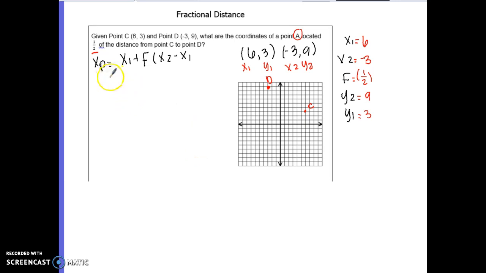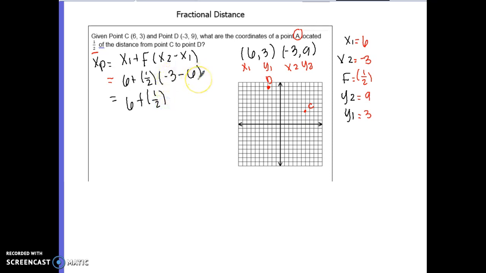So let's go ahead and replace our values. There's the parentheses right there. So we say x1 was 6 plus our fraction. That's supposed to be a plus. So plus our fraction, which was 1/2. Then x2, which was -3, minus x1, which was 6. So we're working right to left. Let's drop down 6, the plus, and the 1/2.